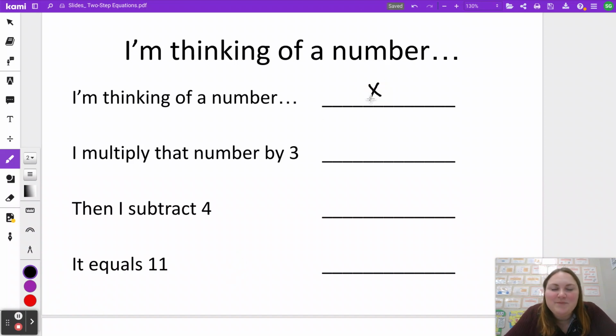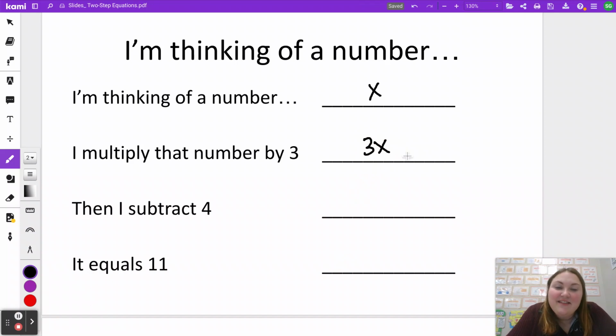Now I'm taking that number that you don't know, and I'm going to multiply that number by 3. How could we represent that? Well, we're taking my number, which is x, and multiplying it by 3. So we want it to say x times 3. Or, the more common way you might see that is 3x. 3x means 3 times x.